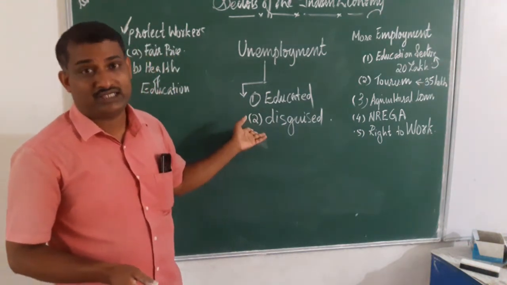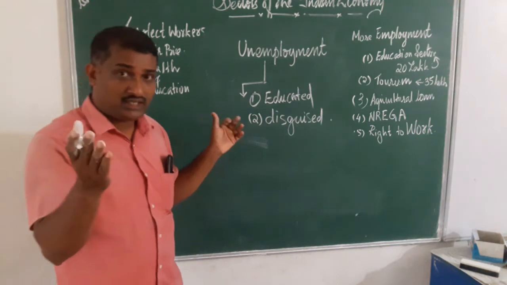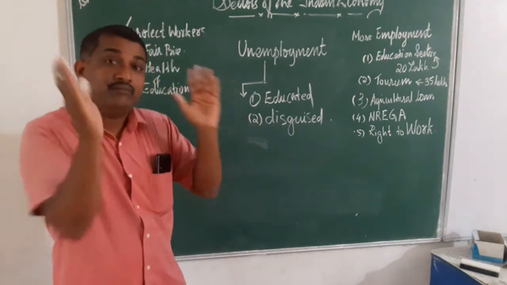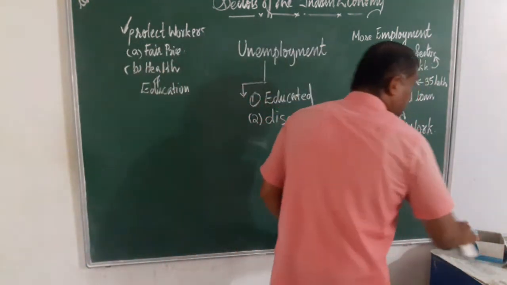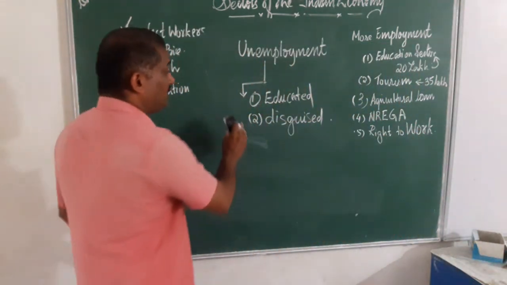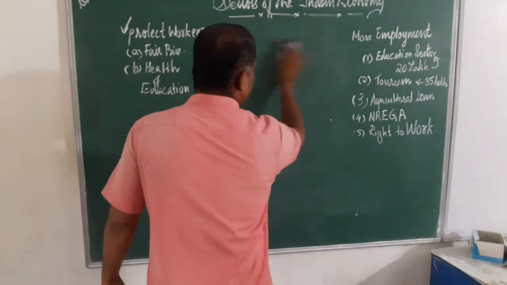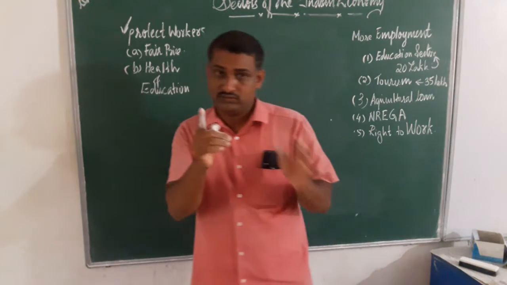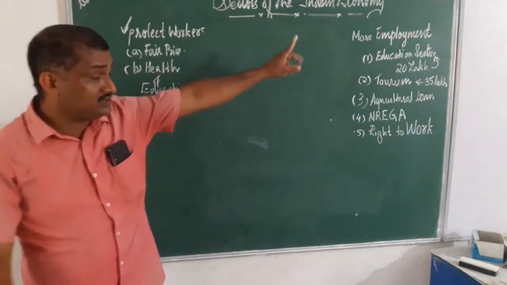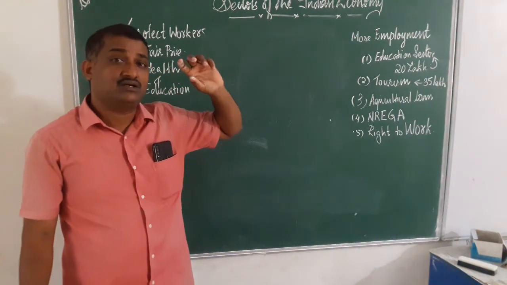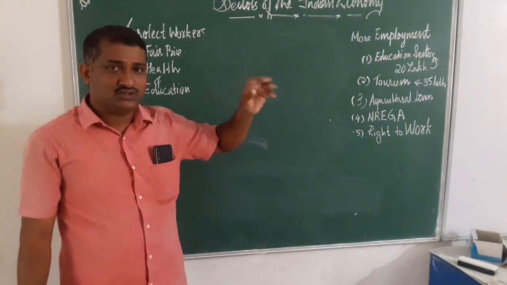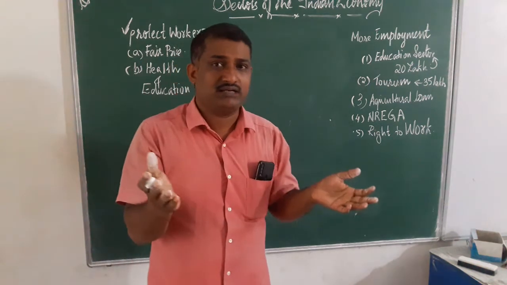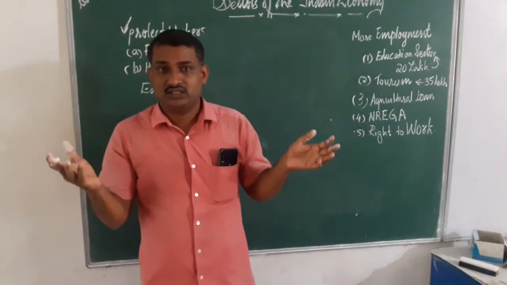Disguised unemployment, which I already explained, mainly happens in the primary sector. Now you understand that most of the people engage in the primary sector, which is the unorganized sector. There is no guarantee, and at any time they may lose their work. Their income mainly depends upon nature.